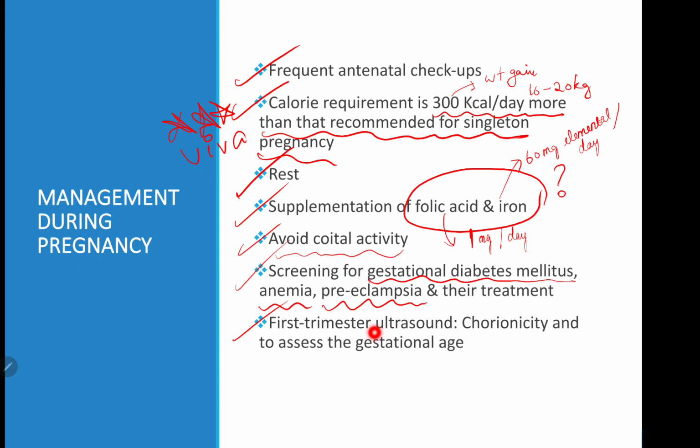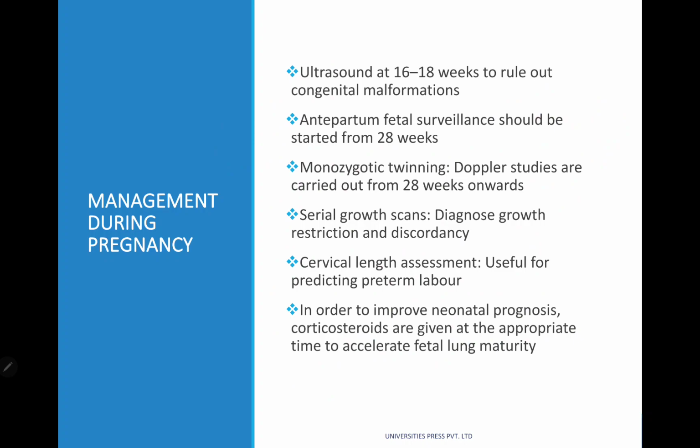First trimester ultrasound. So what will you look for? Already I told you. In the first trimester ultrasound, you will look for the chorionicity and the number of gestational sacs. These two you look for. In the ultrasound at 16 to 18 weeks, what will you rule out? You need to rule out any kind of congenital malformations.